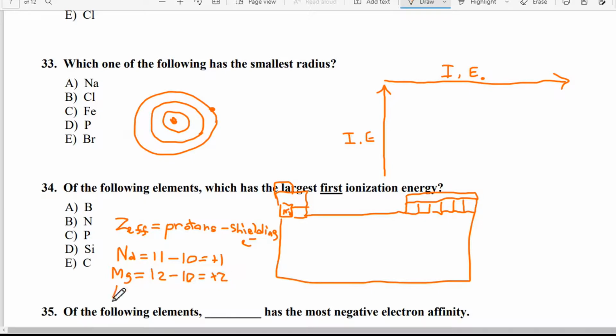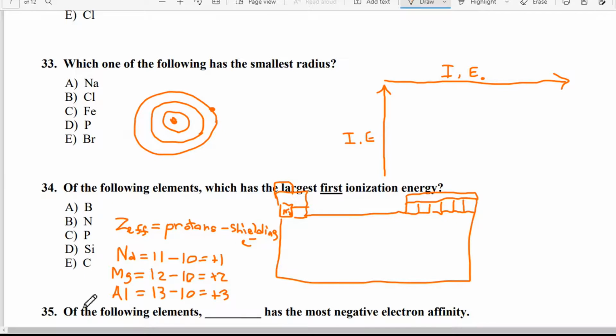And then for aluminum, how many shielding electrons does it have? It has 13 protons. It has 10. See the pattern? As you go across, the number of shielding electrons does not change. It's still 10 in each case. So what happens is the effective nuclear charge, the amount of pull, the amount of attraction that the nucleus exerts on the outermost electrons, gets stronger and stronger, which is why it's pulling those outer electrons in tighter and tighter.